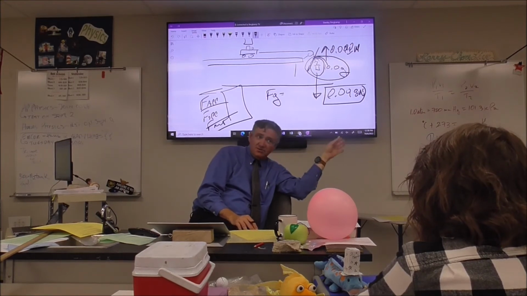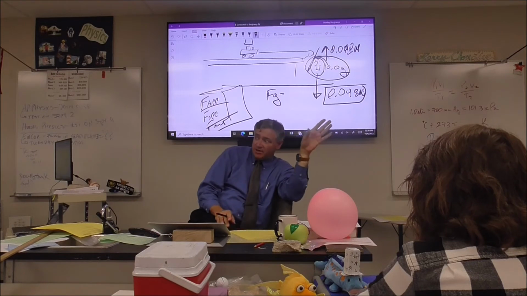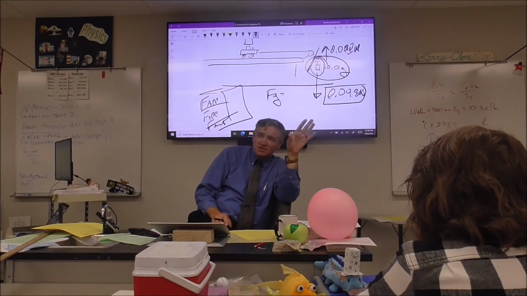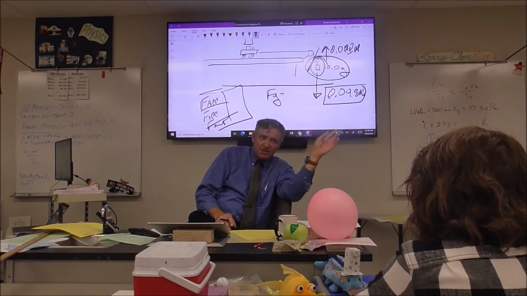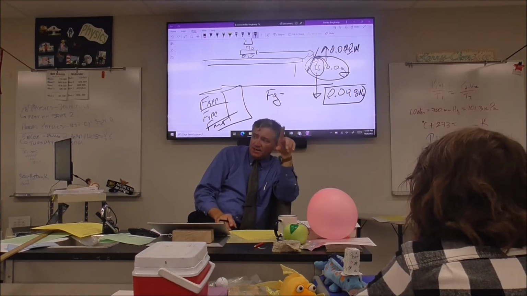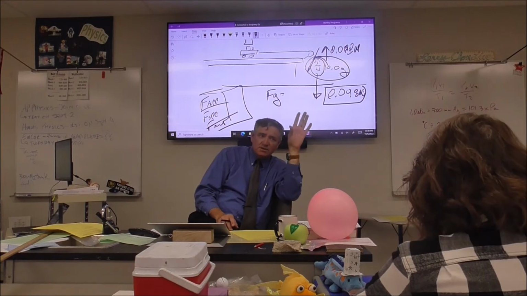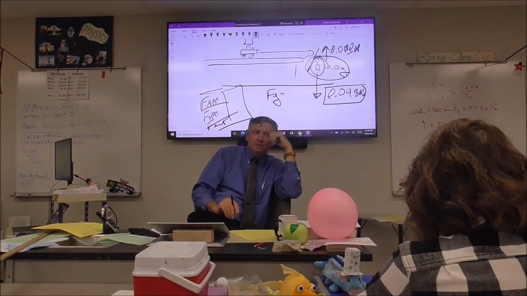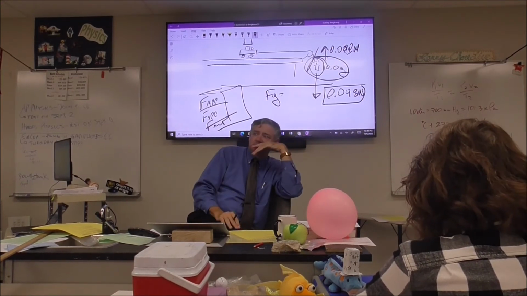It's still going to be 0.098 newtons, right? If I just cut the string, the net force acting on the system is now going to be 0.098 newtons. To get the acceleration, what would I divide that 0.098 newtons by? What would I use for the mass in F equals ma if I just cut the string?